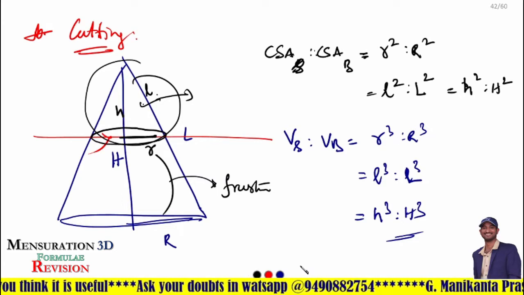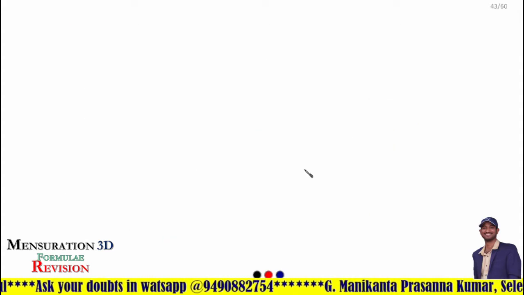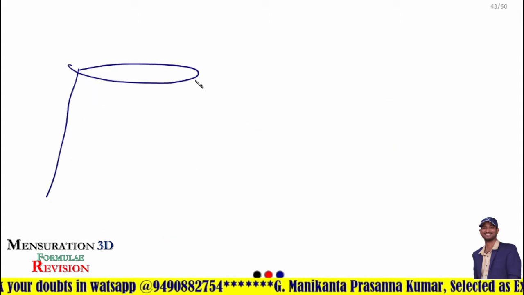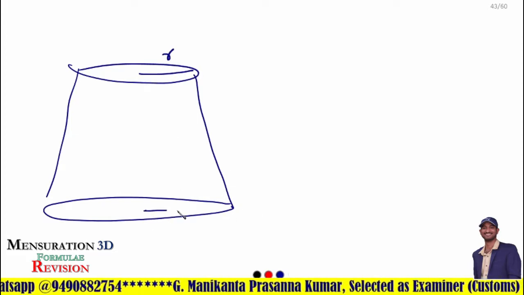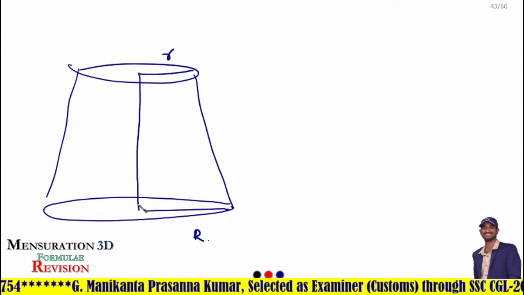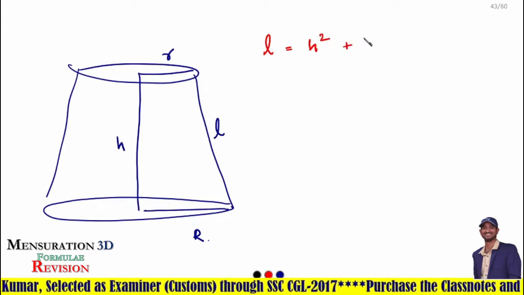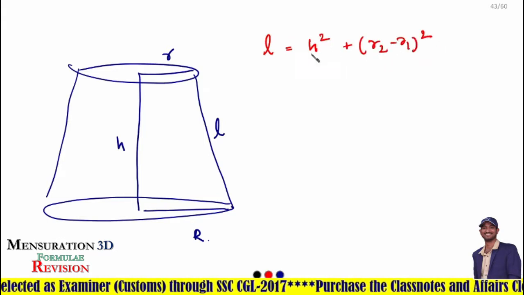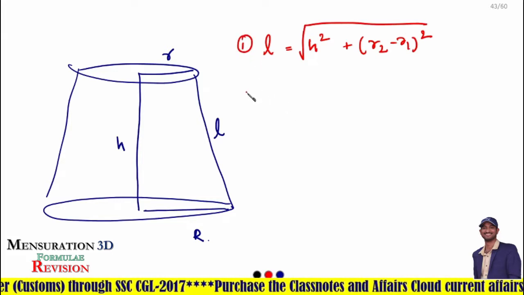When you cut a cone horizontally, the bottom part is called the frustum. So if there is a frustum like this, whose top radius is smaller and bottom radius is capital R, and the height of the frustum is small h and the slant height of the frustum is small l, then the slant height l is equal to the square root of h square plus (R2 minus R1) whole square. That is the first point, the slant height of the frustum.